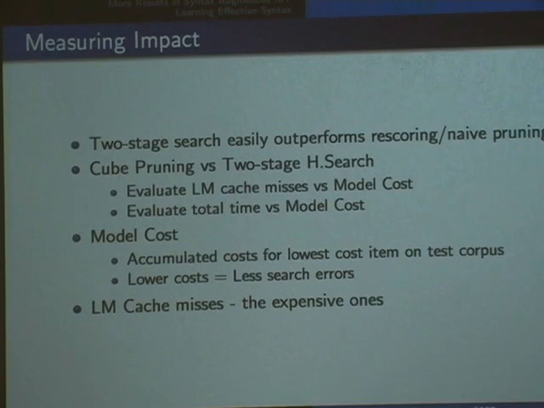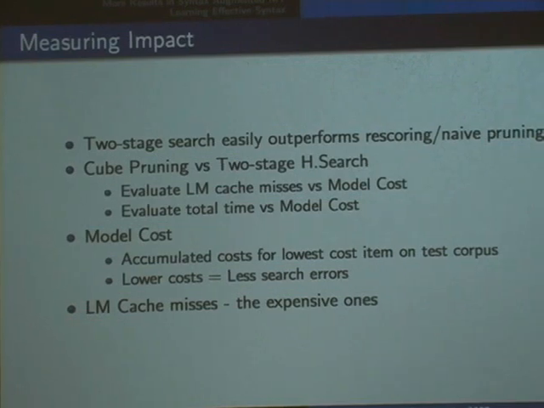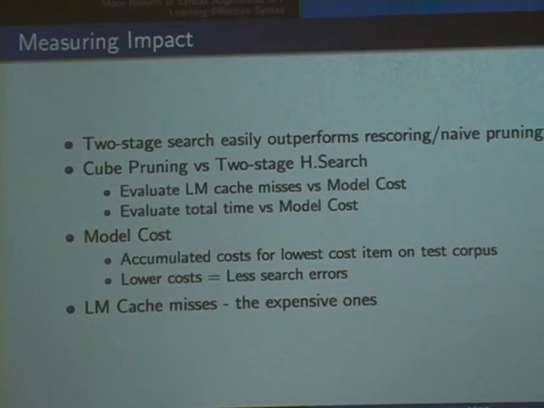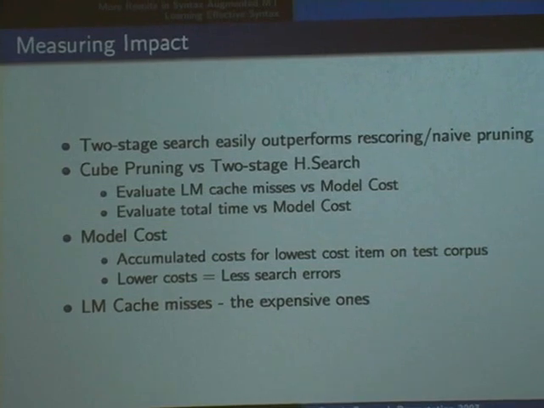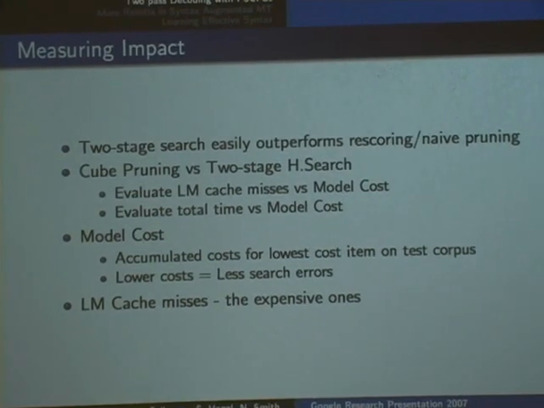So how do we measure the impact? We've proposed a different decoding algorithm, and now the question is, how can we actually evaluate this? Is it faster? We'd like to do this by looking at what components of the search really take time and see if we've reduced that. Now, this two-stage search easily outperforms a naive method, which is simply saying, forget the language model during the first pass and just use it to rescore the n-best hypotheses.